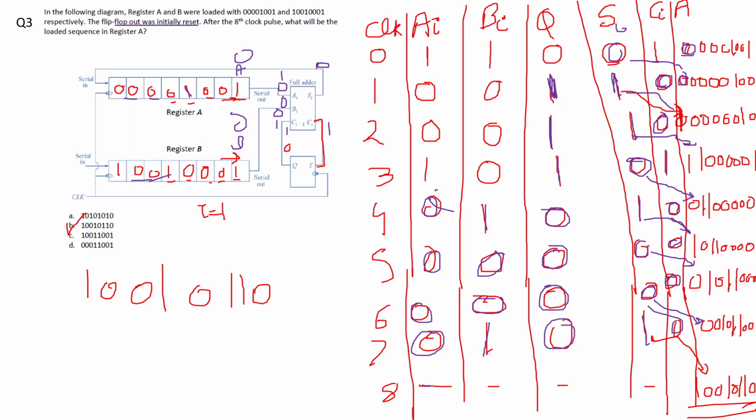Now register B doesn't have any content, so the output will stop, and after 8 clock cycles this 1 will come here, and the contents of the register will be 1 0 0 1 0 1 1 0. So option B was the correct answer.